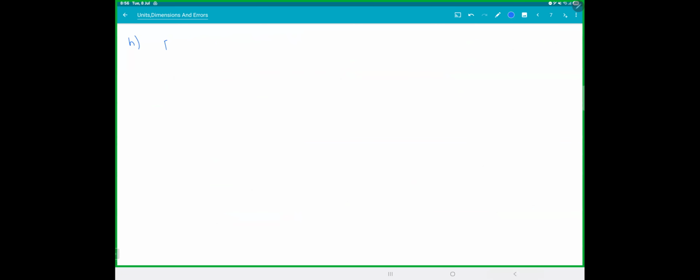So let's see the next one. R, gas constant. The formula for this is PV is equal to nRT. This is an ideal gas equation. You will see in chemistry, we'll see also in physics. P is your pressure. V is volume. N is number of moles. T is temperature. So you need to find R's dimensions.